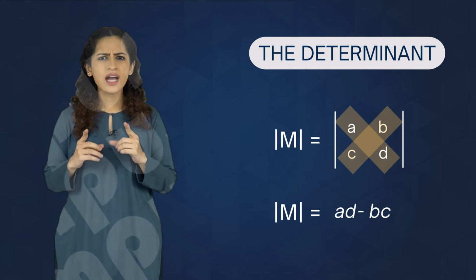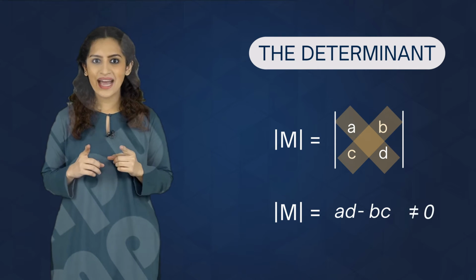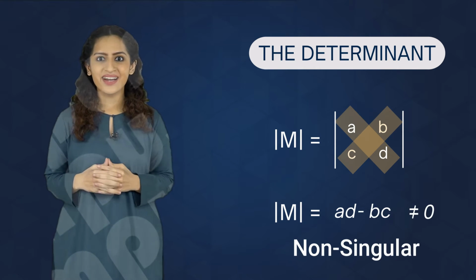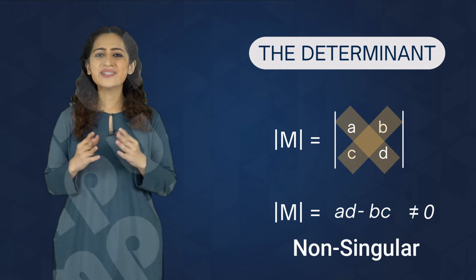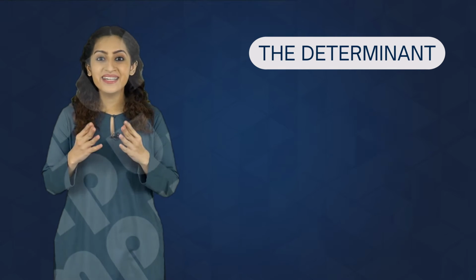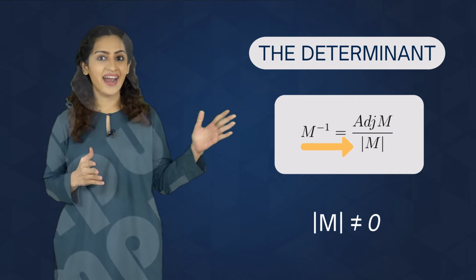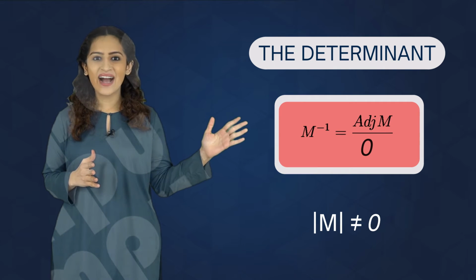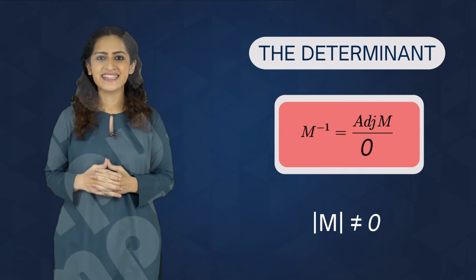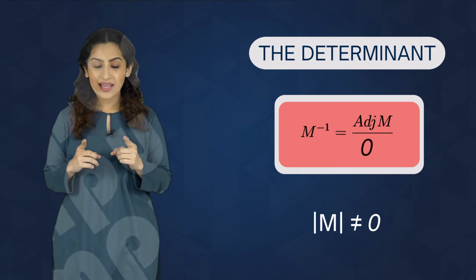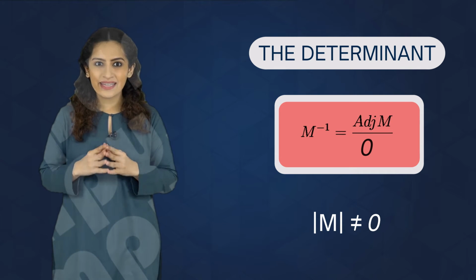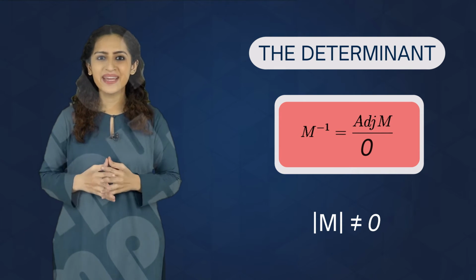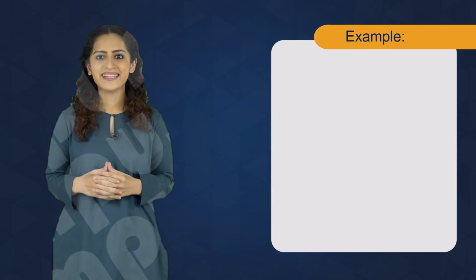But it should be non-zero, that is non-singular. Why? Because we can't put 0 in the denominator down there, as anything upon 0 is undefined in mathematics. That is why we can only find the inverse of non-singular matrices. Let's start solving an example.